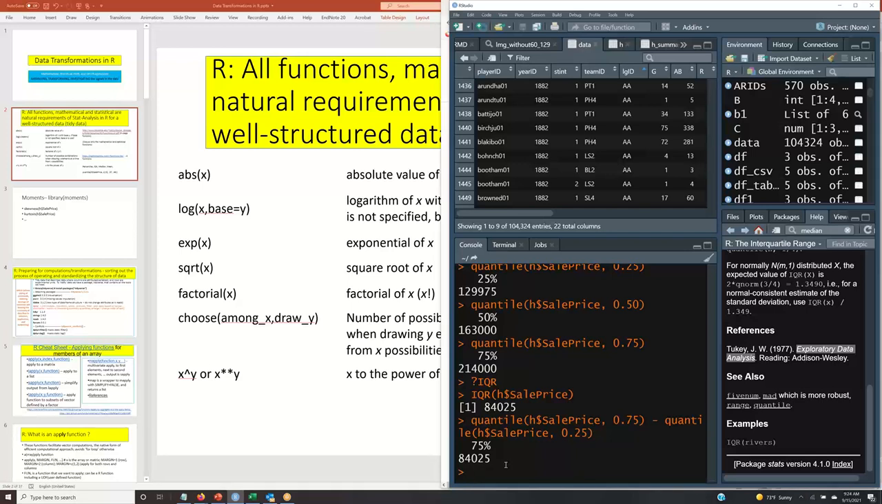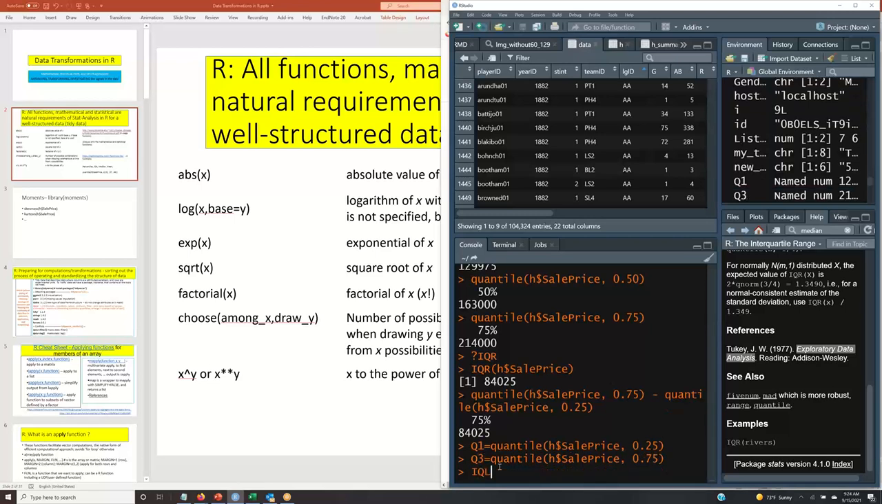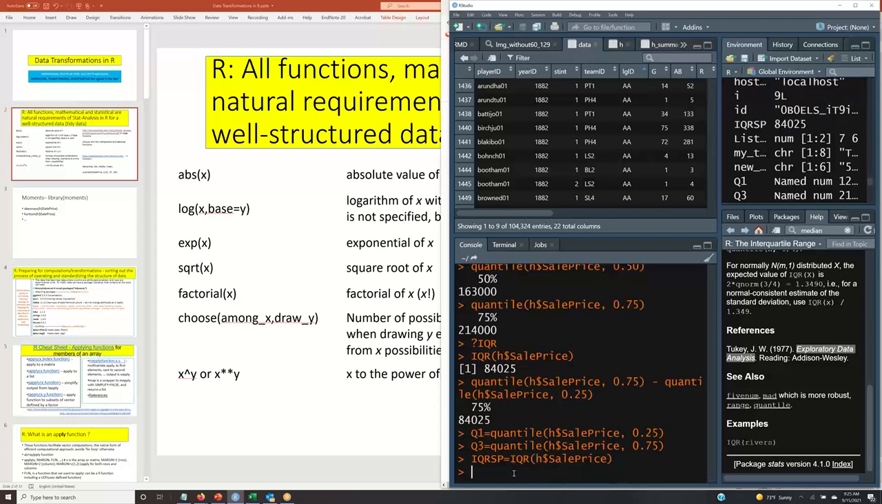First I want to find out Q1. Let's say Q1 is equal to this, which we already know. I have already calculated it, given the formula here. But we need the 1.5 calculations also. Q3 is this. Now IQR, we know IQR. Let's say IQR of sale price is equal to this one. So I got these three quantities.